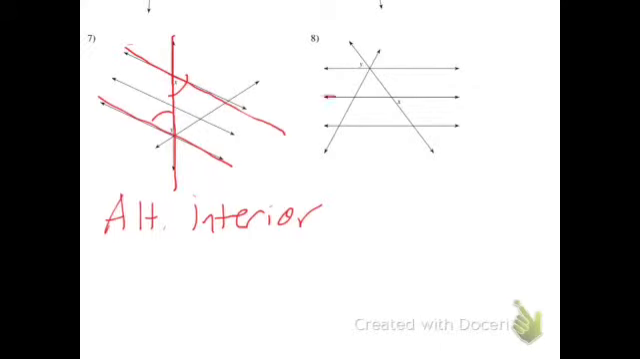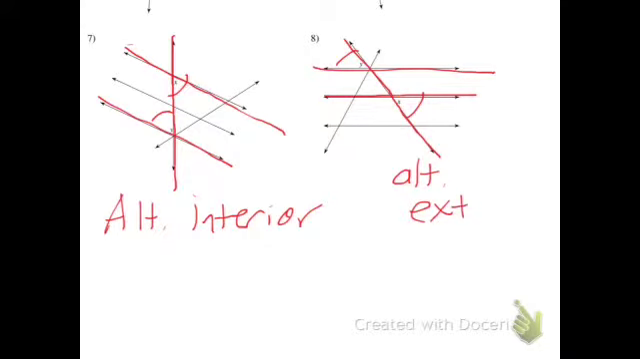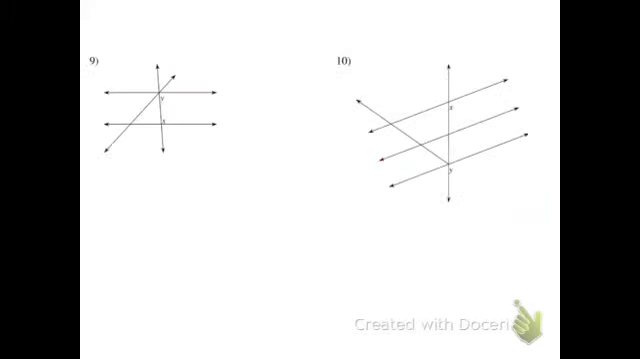And on 8, these guys here, and the transversal is that guy, you got one on the right, one on the left. They're both outside the parallel lines. These are alternate exterior angles. So I hope that was good. Just exercise and realizing what the different types of angles are.